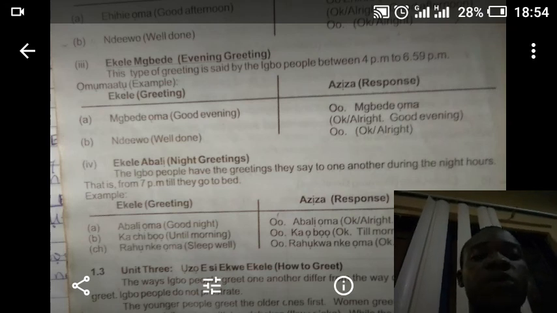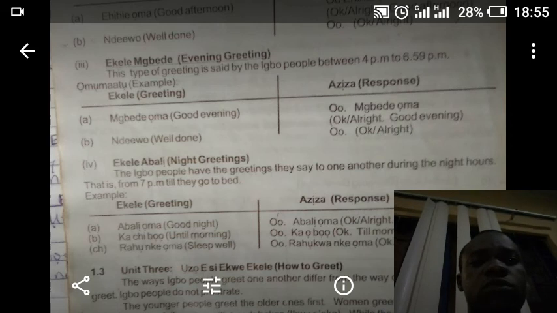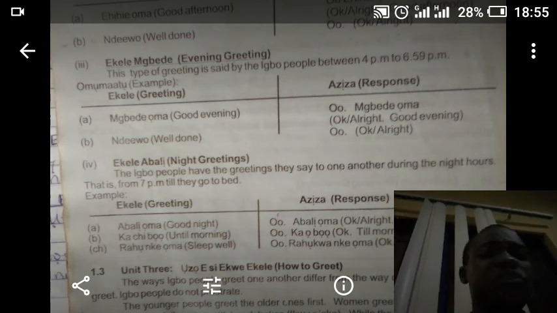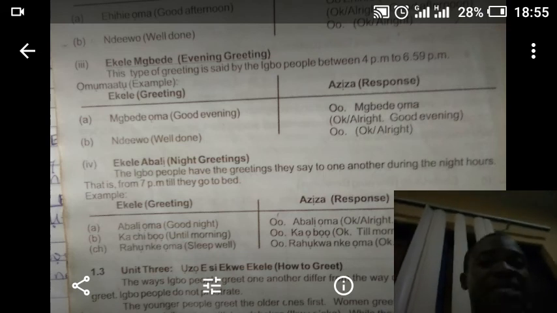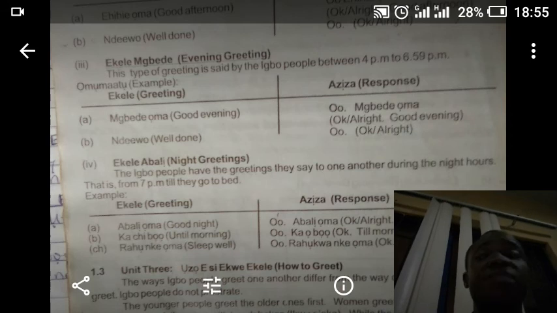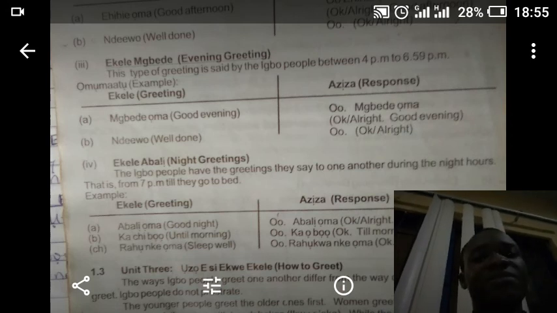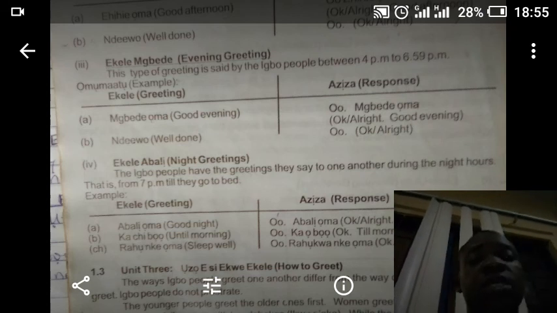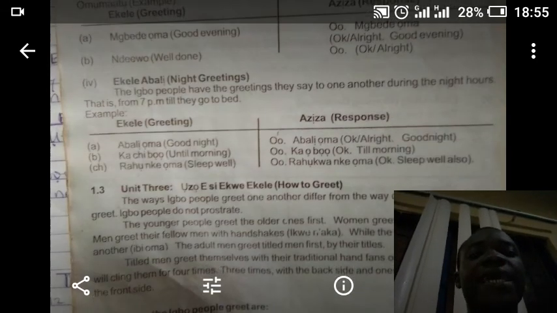If you don't want to say mgbede oma, you can say ndewo, which is well done. The person will respond okay, or all right, or oh. That is the response. You can say ndewo in the evening, in the afternoon, or anytime. Just ndewo means you are saying well done. If you see a person walking or doing some work, you can tell the person ndewo, even in the morning hours, the afternoon, or the evening.